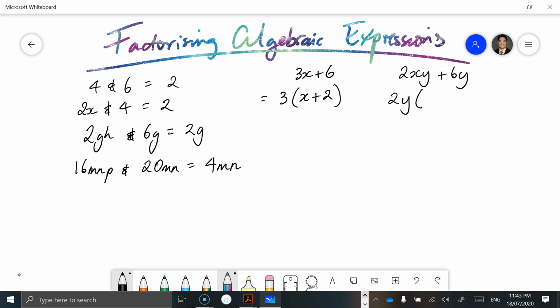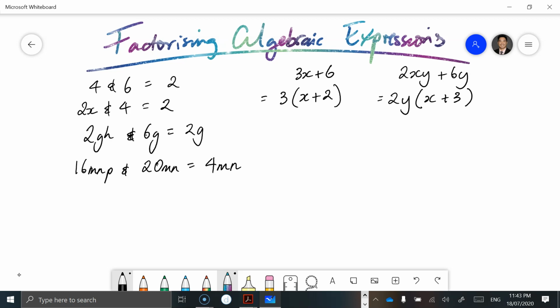So then we could ask, well, what is 2xy divided by 2y? You're left with just x. What is 6y divided by 2y? Well, that's just 3. Okay, and we close brackets. Again, same thing. If you want to test or check that you factorized correctly, expand it again. So 2y times x will get you back to 2xy, and 2y times 3 will get you back to 6y.